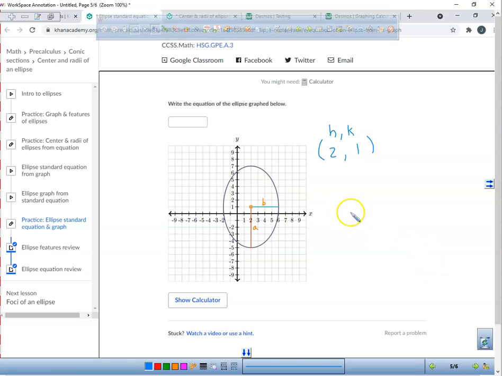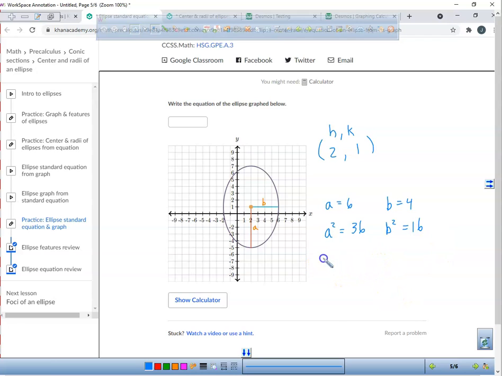Now our A value is equal to 1, 2, 3, 4, 5, 6. So our A value is 6. So we know A squared will equal 36. Our B value is 1, 2, 3, 4. So our B value is 4. So our B squared value will equal 16.